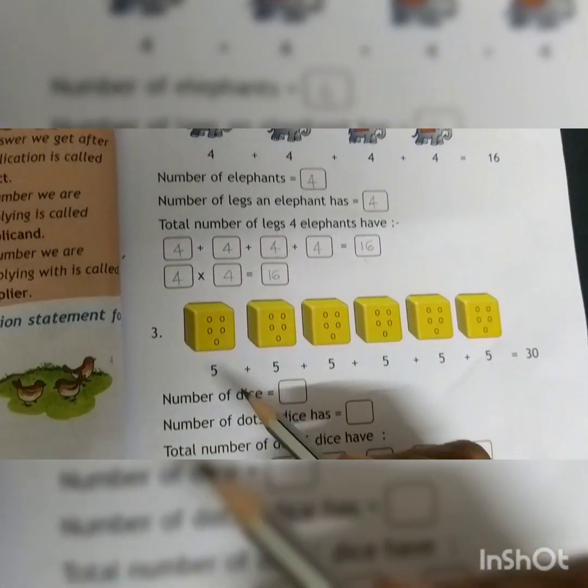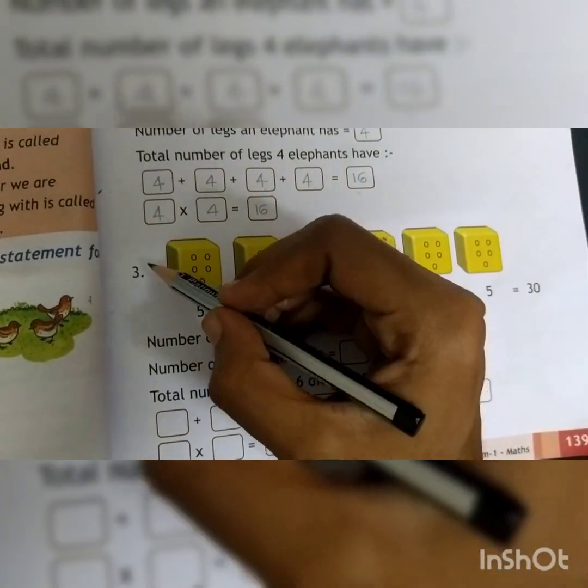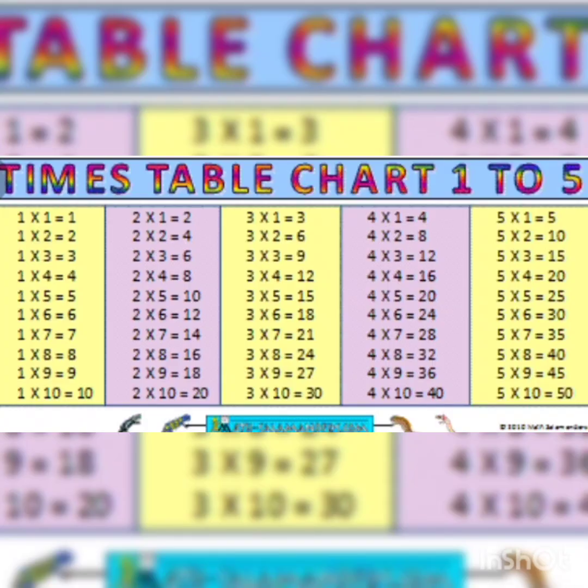Okay, then the next one is homework for you. Today you have one more homework. All of you revise the multiplication table from 1 to 5. You already learned the multiplication table from 1 to 5 in our first standard. So revise it once again and study well. Tomorrow you will have maths class. Okay children, see you next class. Thank you.